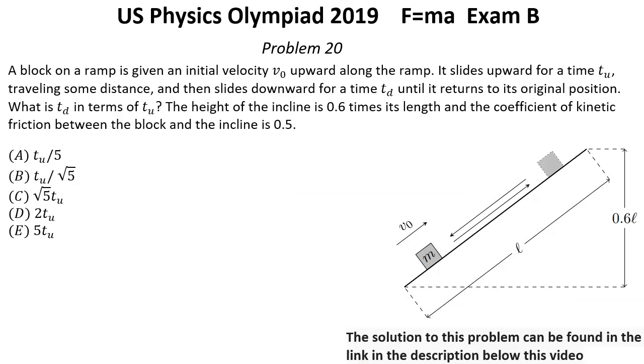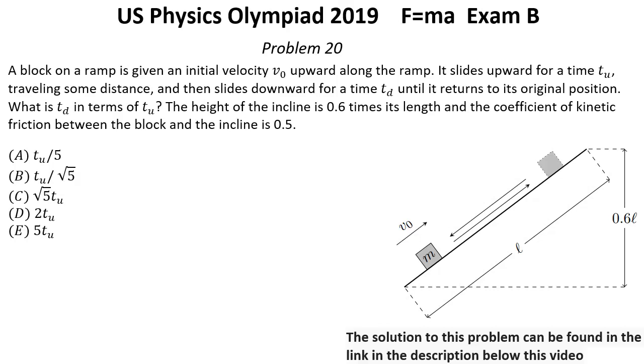Problem number 20. A block on a ramp is given an initial velocity v0 upward along the ramp. It slides upward for a time tu, traveling some distance, and then slides down for a time td until it returns to its original position. What is td in terms of tu? The height of the incline is 0.6 times its length, and the coefficient of kinetic friction between the block and the incline is 0.5. Solution for problem number 20.